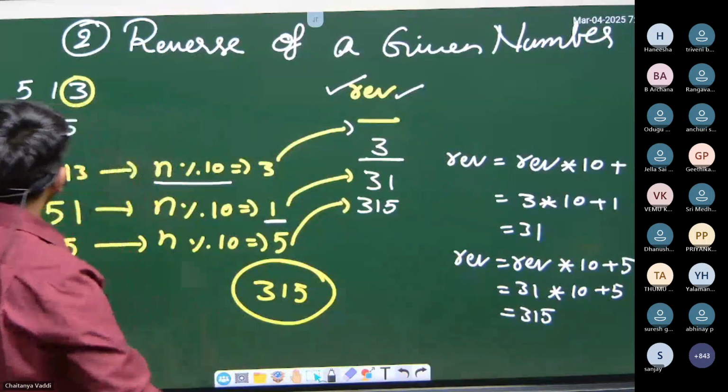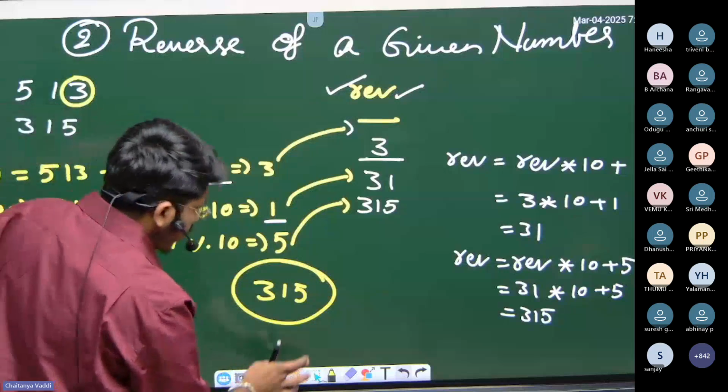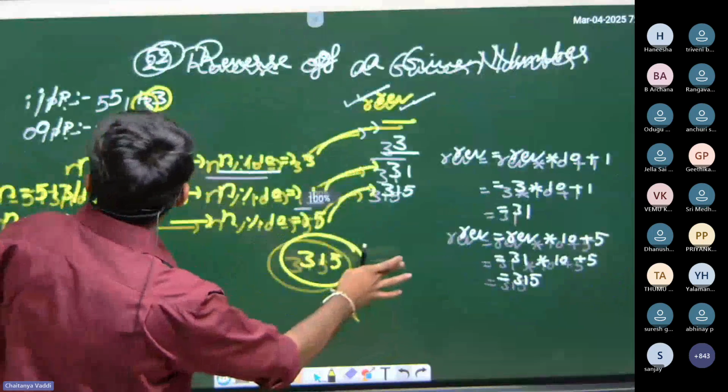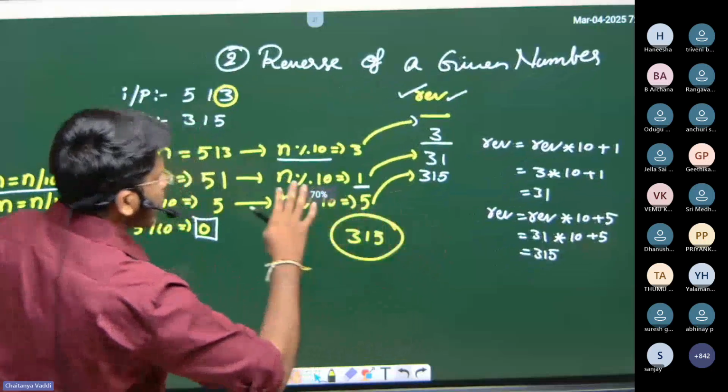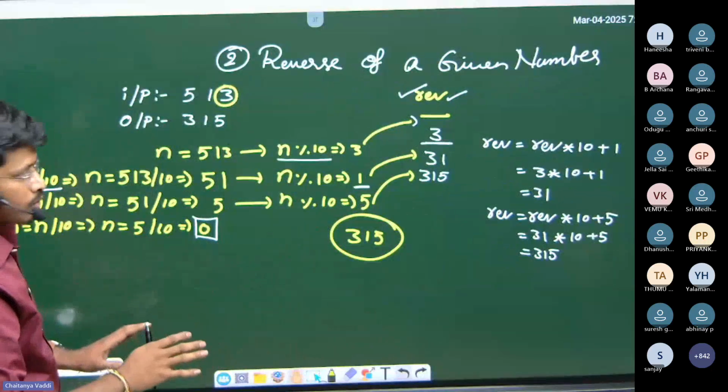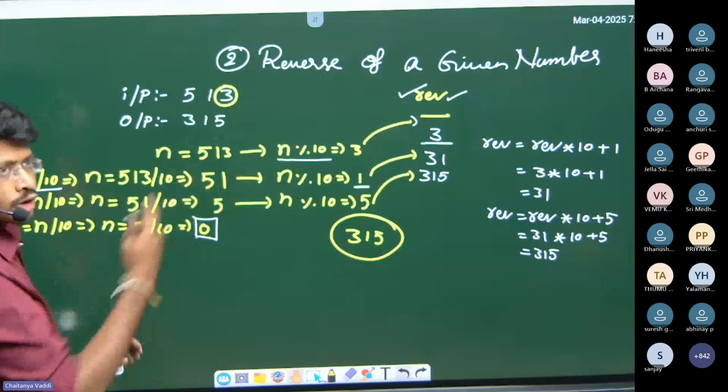Okay. This is the math logic for reverse of a given number. So, math logic with conversion of programming. Programming related math logic we discussed, right? So let's discuss this in a program.